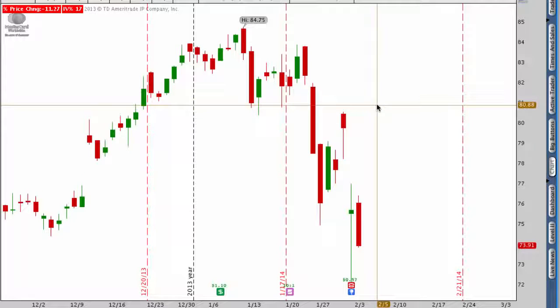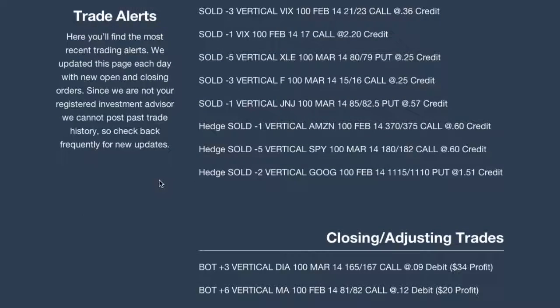As the market gives you an opportunity to take profits off the table, like we continue to preach, you get an opportunity to take 50 to 75% of your max potential profit on these credit spreads. Take the money off the table, move on to the next trade. All right, let's go on to the opening trades that we made here today.